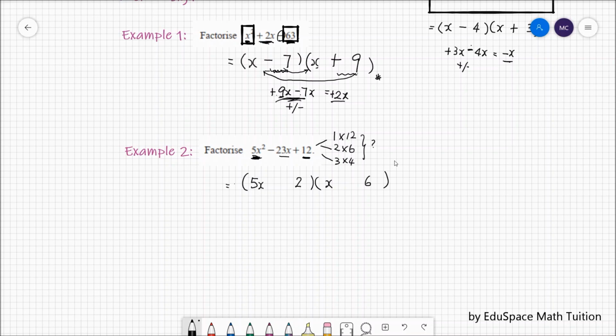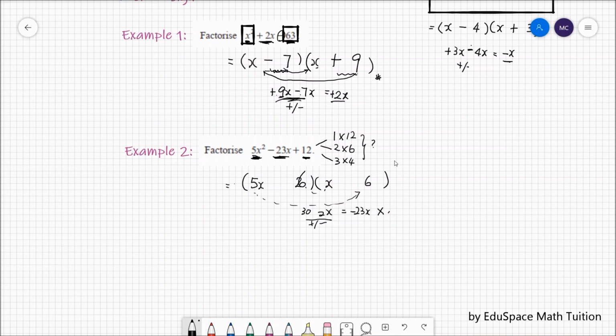If we put 2 and 6, we will get 12. And then let's look at the middle term. We will be having 30x and then 2x. So with 30x and 2x, is it possible for us to get a middle term of negative 23x? This is impossible. No matter what we put for plus and minus, we won't be able to get the negative 23. So this is not a correct option.